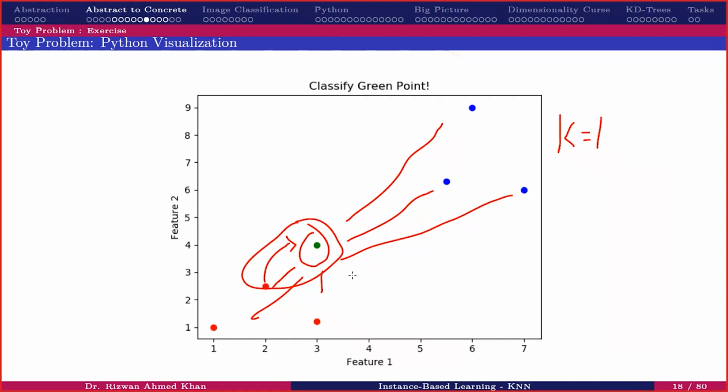If we have three, then we will look at the three nearby points and do majority voting. Let's say the point is over here, probably this is a nearby point, this is a nearby point, and this is a nearby point. But then we will have a majority vote and still we'll get this red class label.